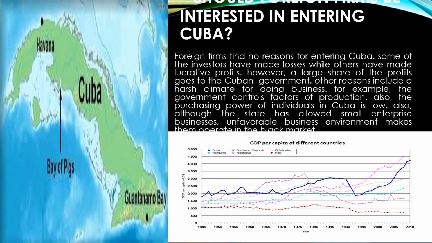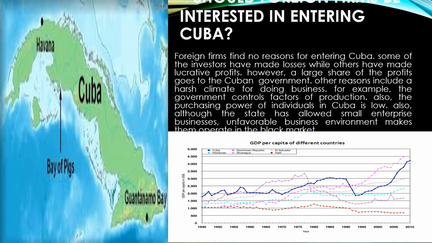We're answering the fourth question, which is: should foreign firms be interested in entering Cuba? As we could see from the case, the majority of foreign firms found it difficult and had no reason to enter Cuba, because some of the investors had made losses while others had made lucrative profits. However, a large share of the profit goes to the Cuban government. Other reasons also included a harsh climate for doing business.